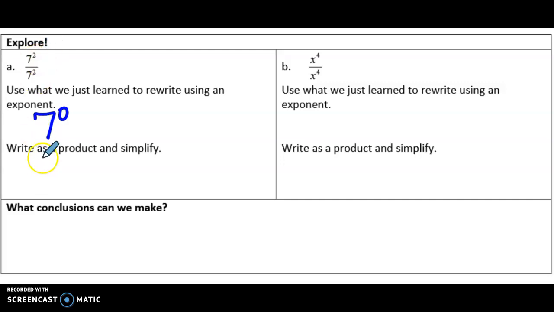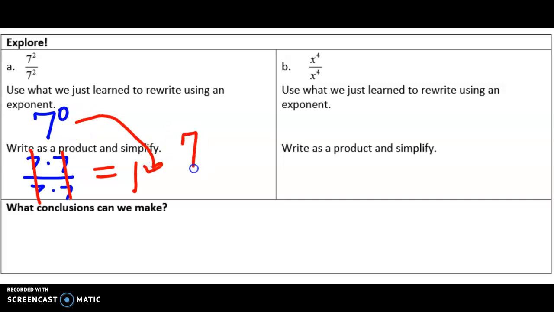So obviously 7 over 7 and 7 over 7, that would be equal to 1. Therefore, 7 to the 0 has to also be equal to 1. In the second example, similar situation.